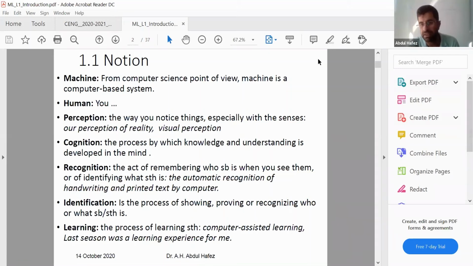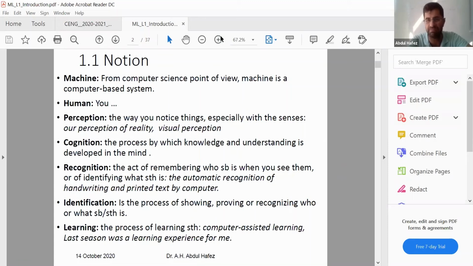I'm not checking the chat, so I hope there are no questions. Where's the chat panel? Here? There is no question. So I don't have any questions. So I hope that everybody is following.